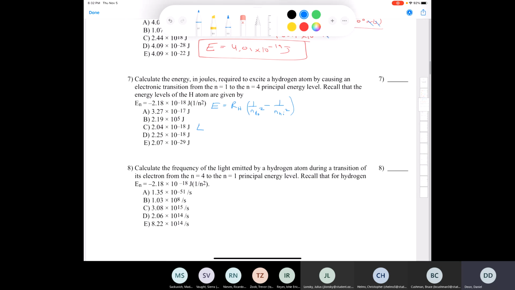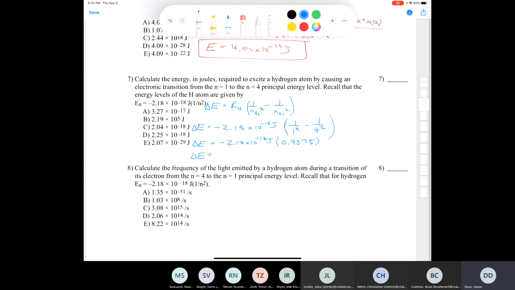Okay, let's plug some numbers in. E is going to be equal to negative 2.18 times 10 to the negative 18 joules. We have 1 over 1 squared, that's where we start, so that's obviously 1, minus 1 over 4 squared, so that's 1 over 16. Anyhow, when you put all that in your calculator, I should have here delta E, my change in energy is going to be equal to negative 2.18 times 10 to the negative 18 joules multiplied by 0.9375. And we get the change in energy.